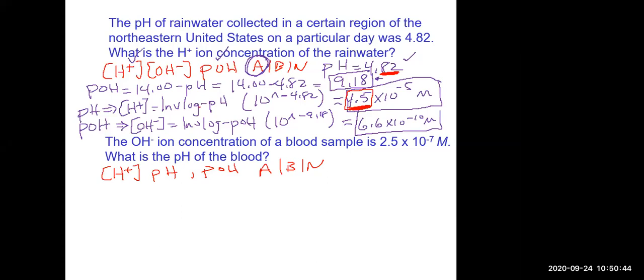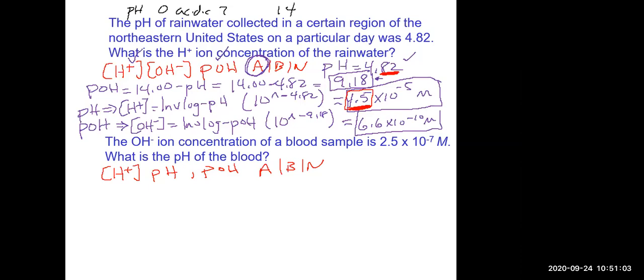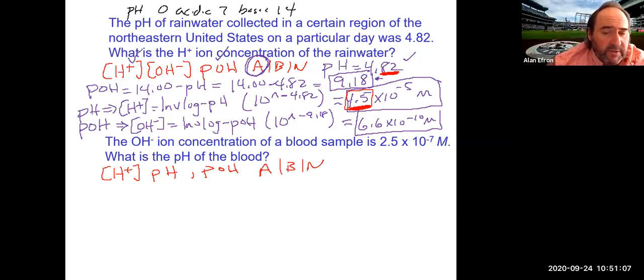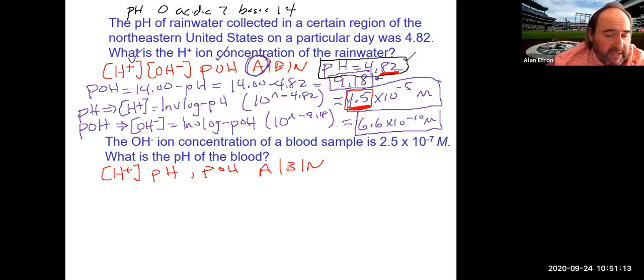Which numbers did you compare besides 4.82 to see if it was acidic? I didn't really have to compare. You don't have to compare anything if you have the pH value, because the pH scale is 0 to 7 to 14. Less than 7 is acidic. Above 7 is basic, and if it's 7, it's neutral. So the benefit of having the pH is you just need to see where it falls on the scale.